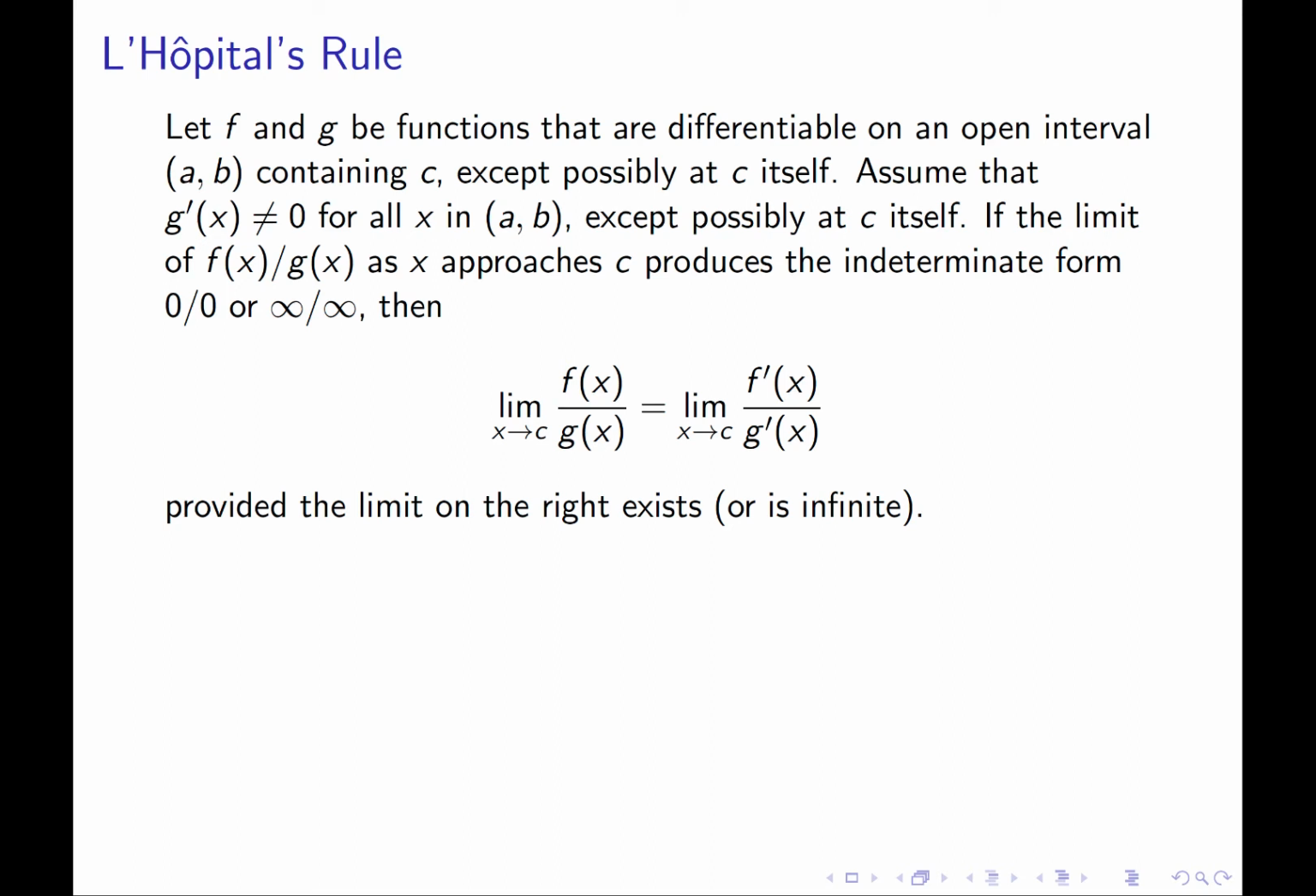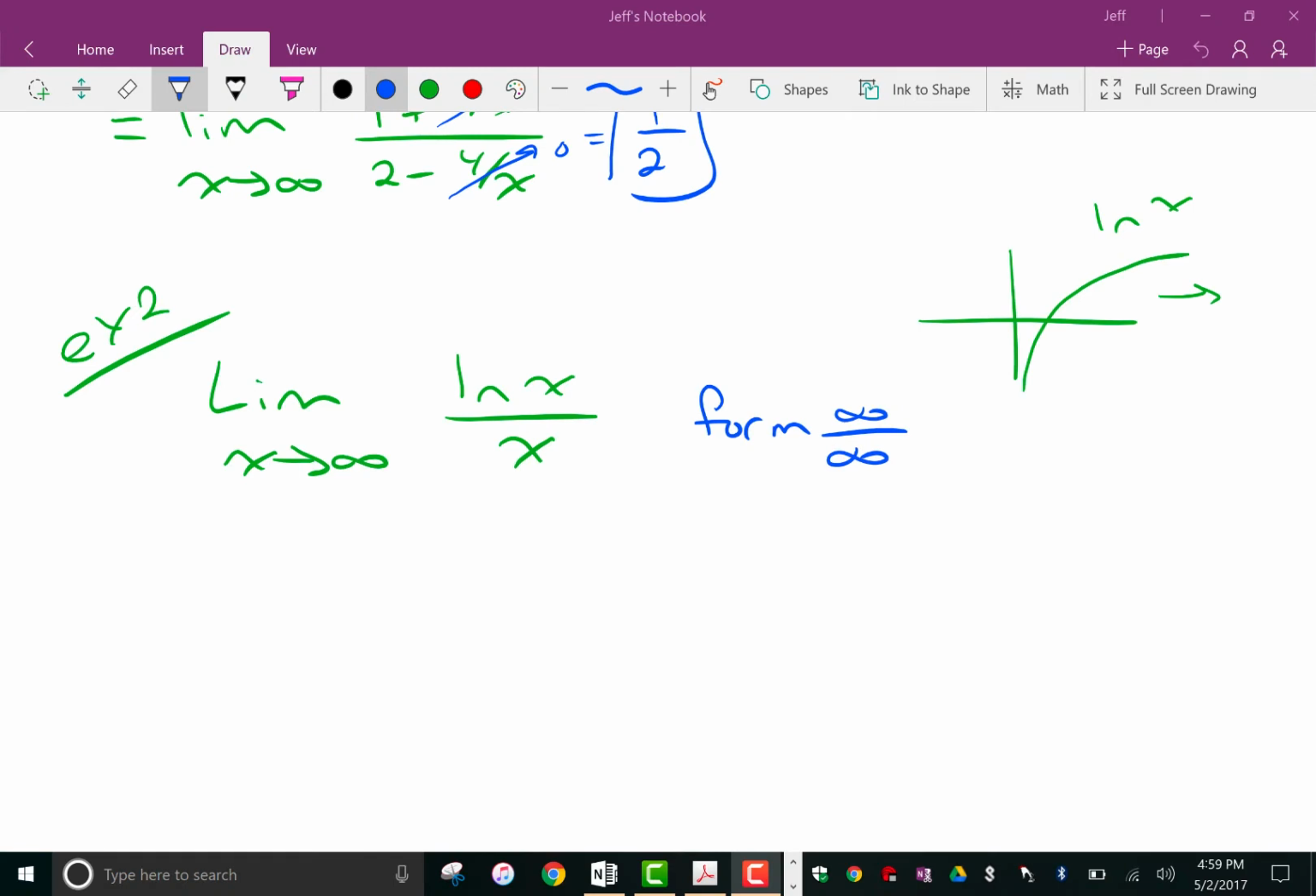Okay, so let's look at some examples and see if we can have this make some sense. All right, so let's come back to example 2. We're looking at the limit as x is approaching infinity. In my last slide, infinity is the value of c, and we're looking at the natural log of x divided by x. So f of x is the natural log of x on the top, g of x is x on the bottom. And I can see that the form is infinity divided by infinity. So this means that I am allowed to use L'Hopital's rule.